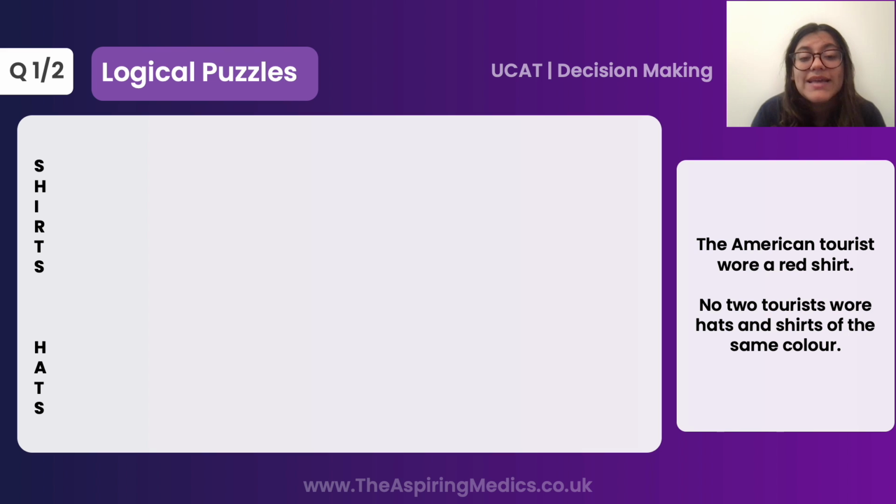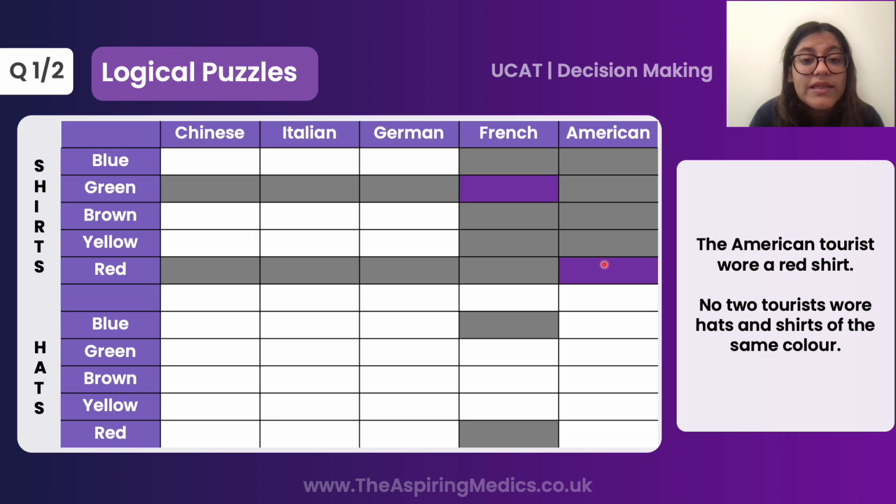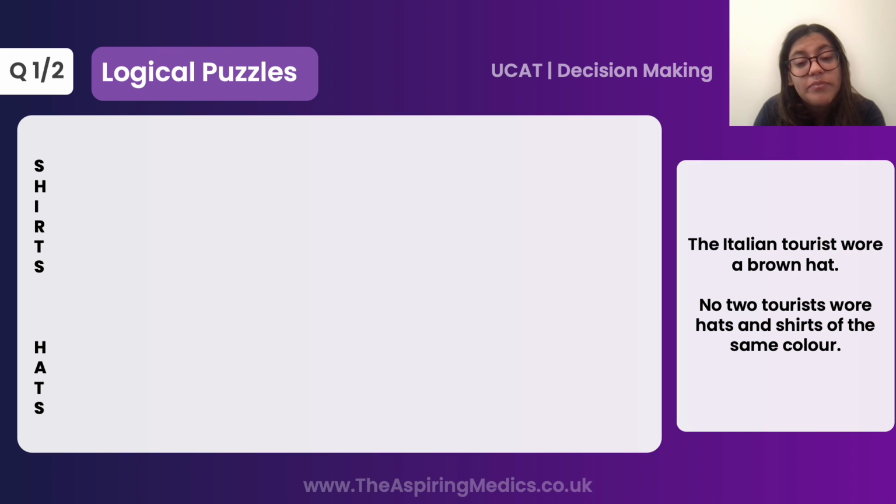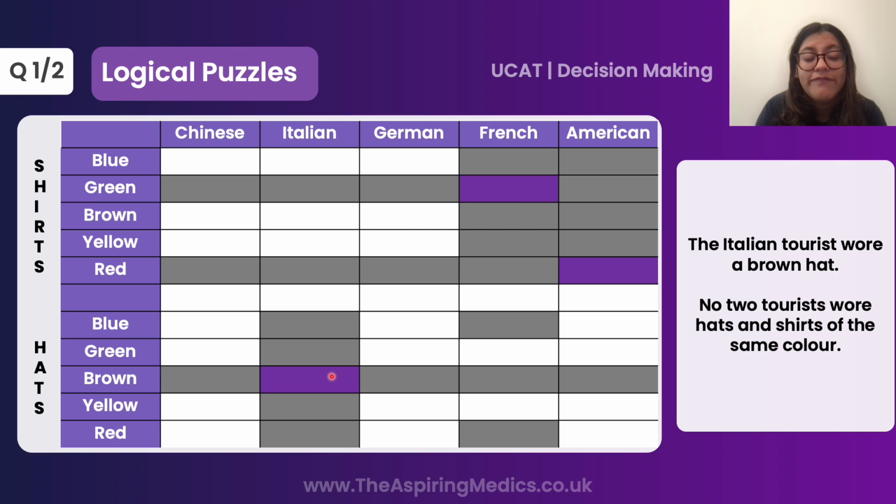The next statement is that the American tourist wore a red shirt. So again, I filled in the table and the American tourist is wearing a red shirt. I've crossed out all the other colors for the American tourist because obviously they're only going to be wearing one shirt. And I've crossed out red for all of the other tourists because remember, no 2 tourists wore the same color shirt or hat. The next statement is that the Italian tourist wore a brown hat. So again, I filled that into the table and crossed out everything else.